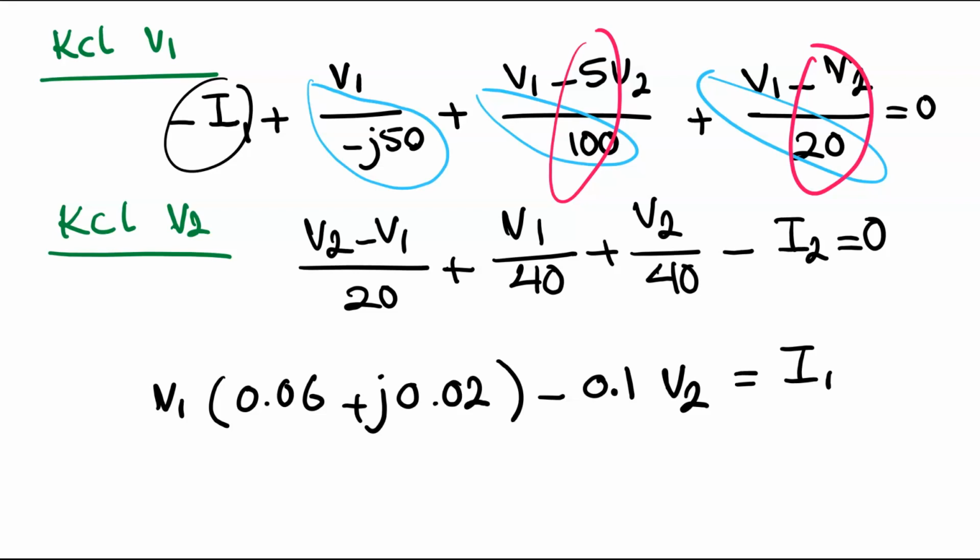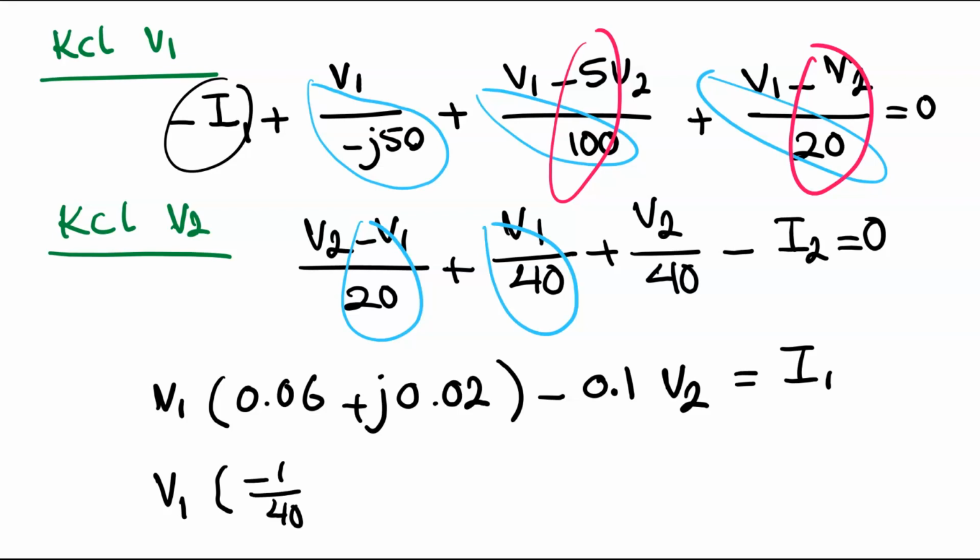Let's simplify the second equation as well. Again, I'm going to see what are the coefficients of V1. V1 has minus 1 over 20, 1 over 40. So it's going to be minus 1 over 40.